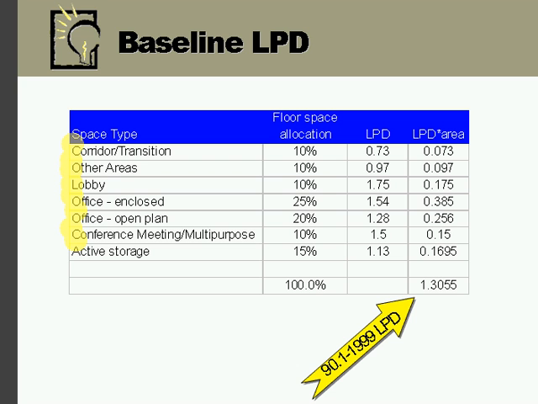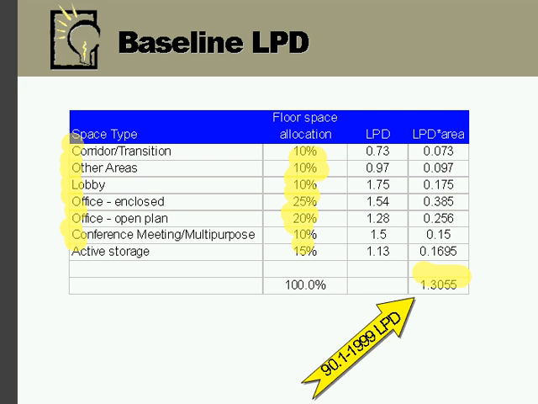This is kind of a simplified version of that. In our Advanced Energy Design Guide, we had a space allocation of 10% of the floor area for corridors, 10% for other areas, which included restrooms and storage, and, actually, there's other storage down here, but restrooms, mechanical rooms, maybe a copy room, maybe a break room. Lobbies about 10%. Enclosed offices made up about 25% of the floor area. Open offices made up 20%. Conference meeting rooms 10%, and active storage about 15%. So if you multiply all the percentages by the lighting power densities, you come up with the 1.3 watts per square foot.